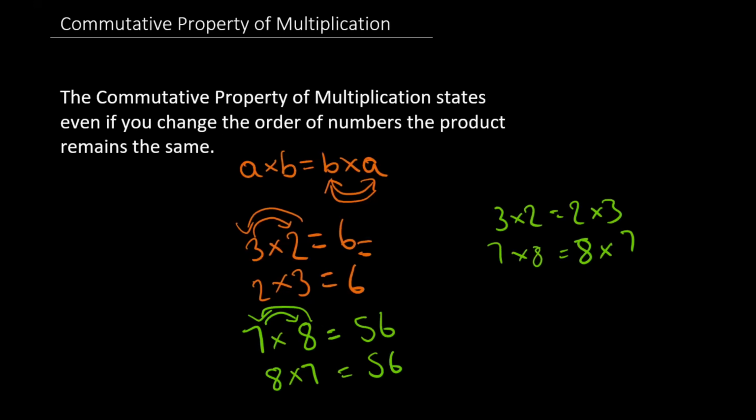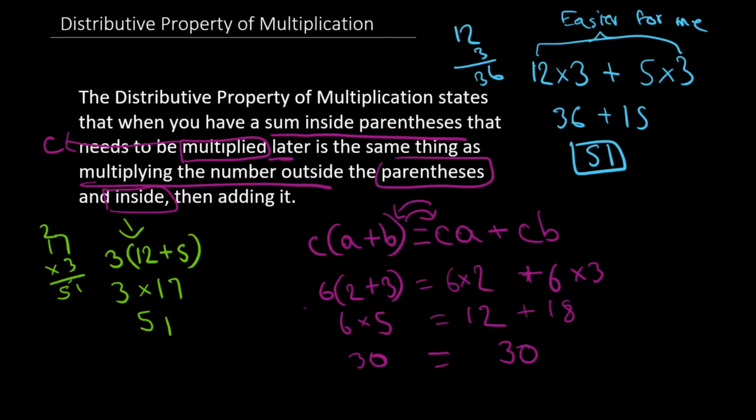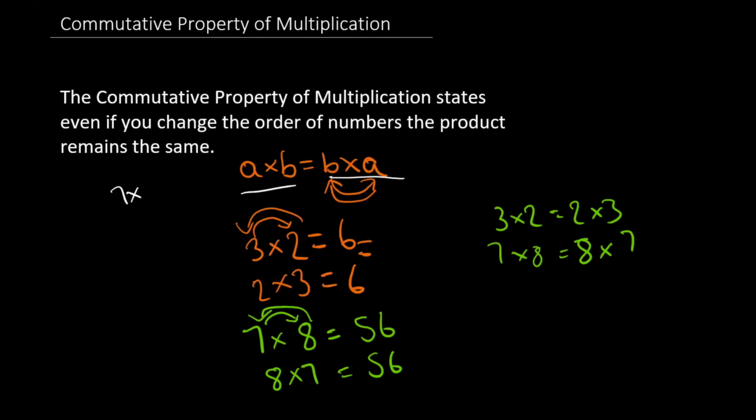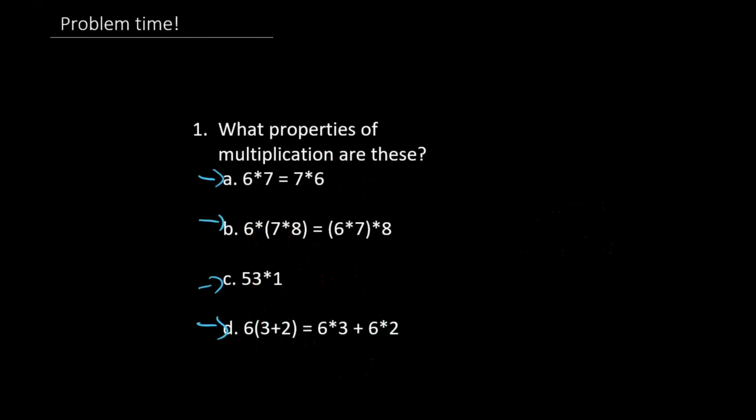Let's look at the commutative property. So it says that A times B is B times A. Isn't that the same thing as 6 times 7 equals 7 times 6? Well, it is. So, the answer for A is commutative property.